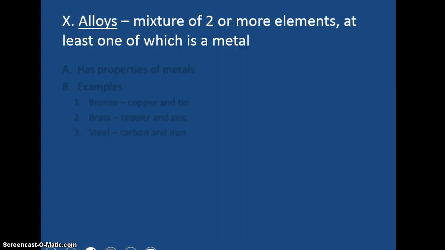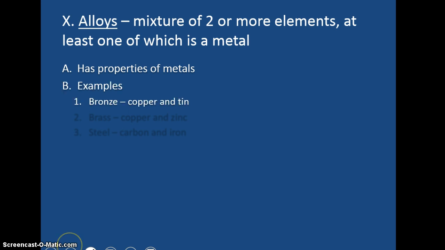Now we just need to talk about alloys. Alloys are a mixture of 2 or more elements, at least one of which is a metal. They do have properties of metals, and some common alloys are bronze, which is copper and tin, brass is copper and zinc, and steel is carbon and iron. That is it for today's note.